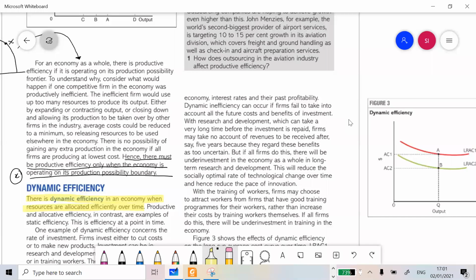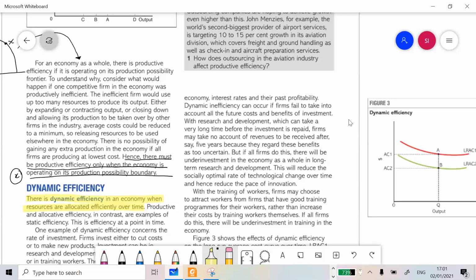So dynamic inefficiency could also occur. It occurs if firms fail to take into account all the future costs and benefits of investment. For example, suppose you have taken a loan from a bank or a financial institution, you should consider that you need to pay back the interest. With research and development, which can take a very long time before the investment is repaid, firms may take no account of revenue to be received after, say, 5 years because they regard these benefits as too uncertain.